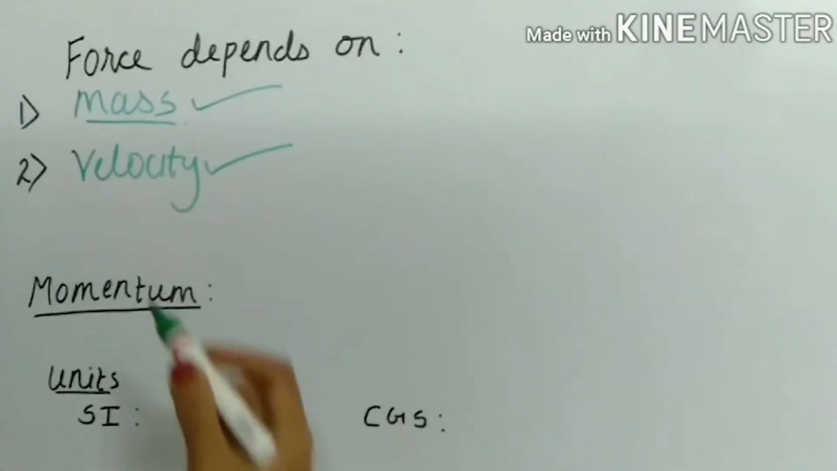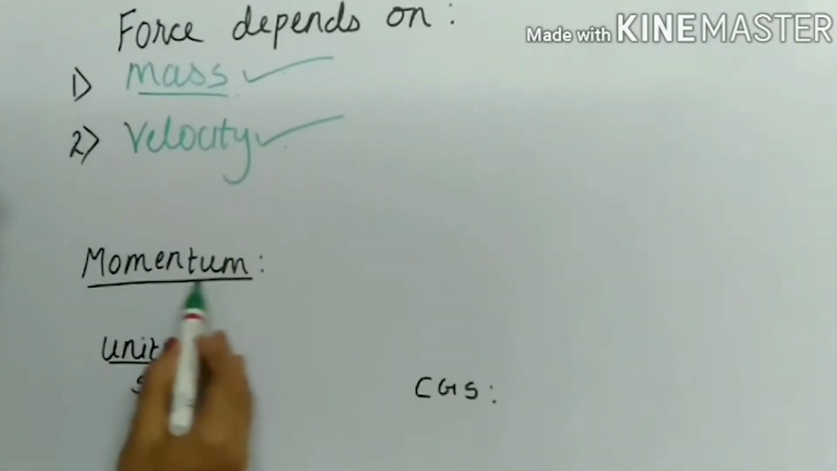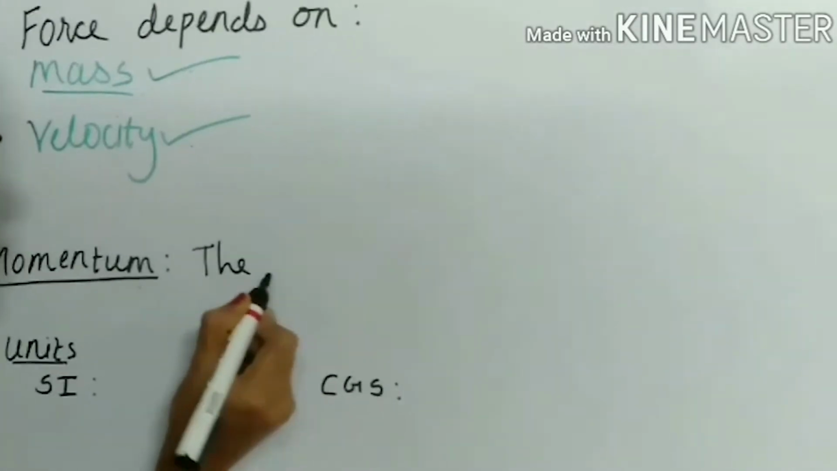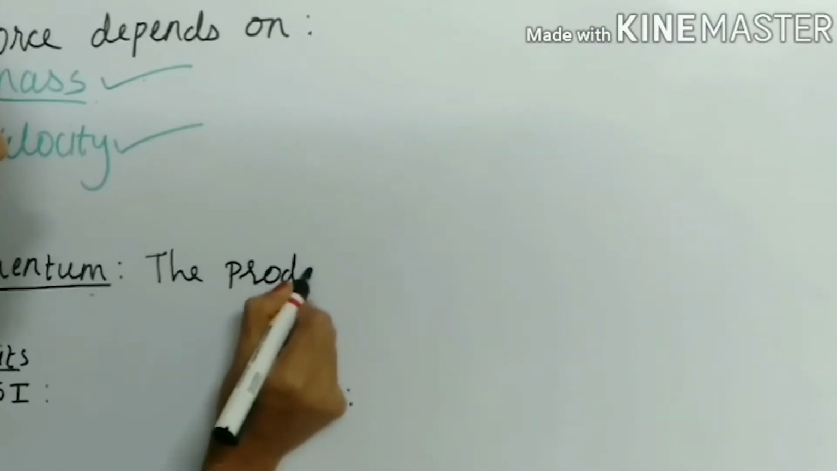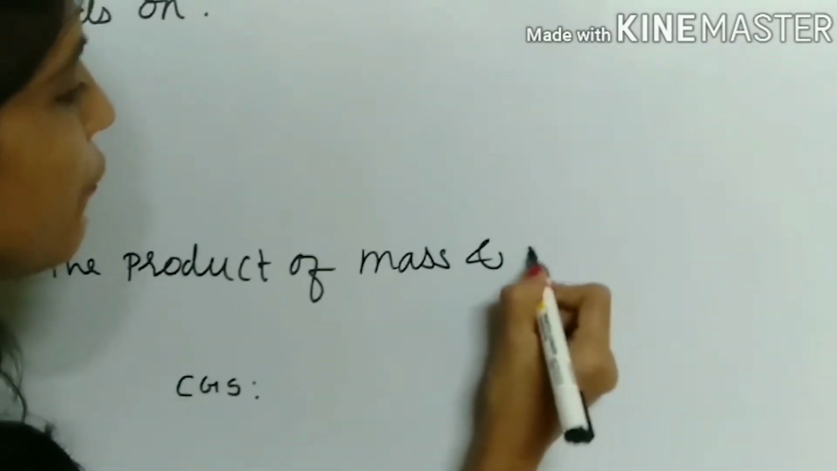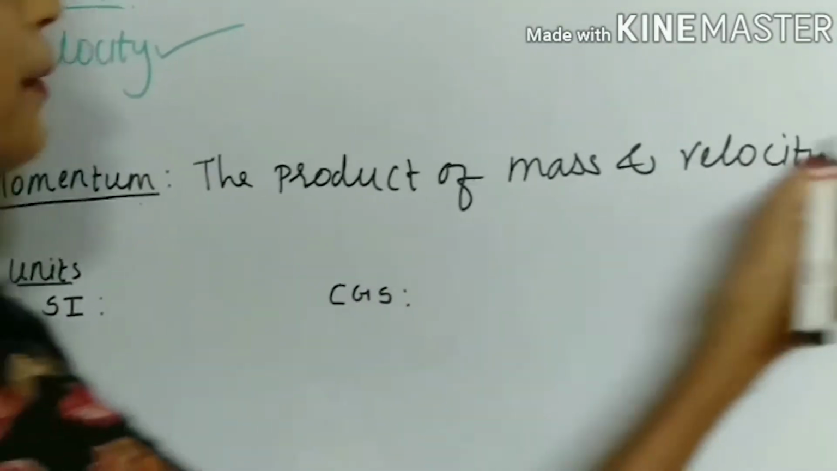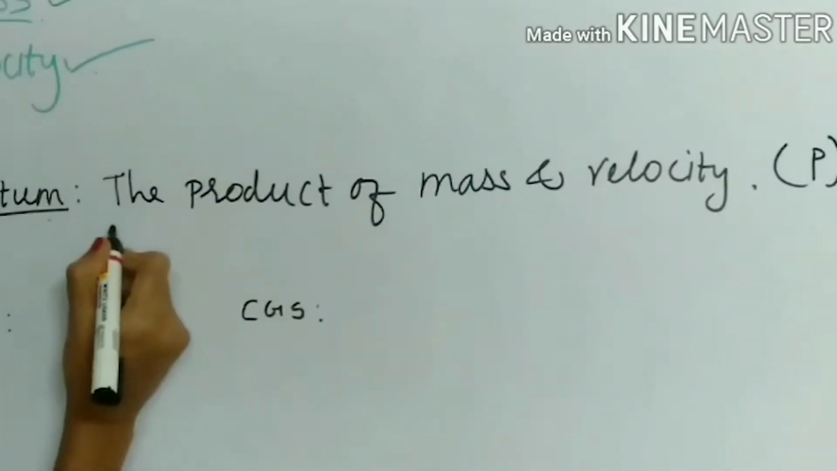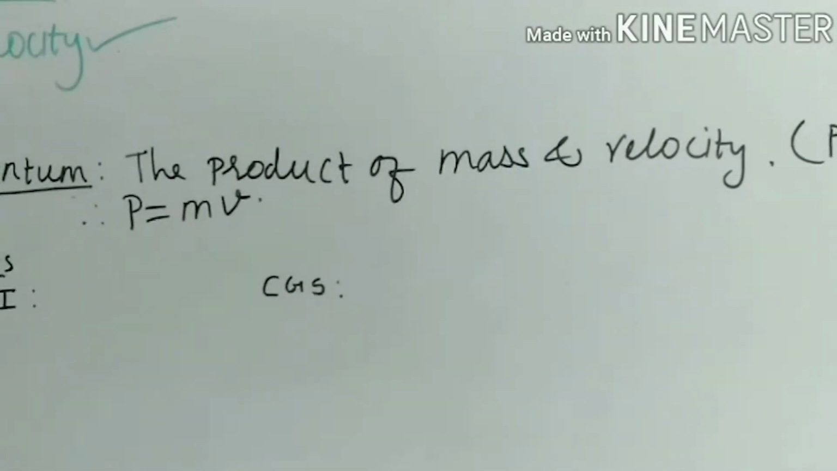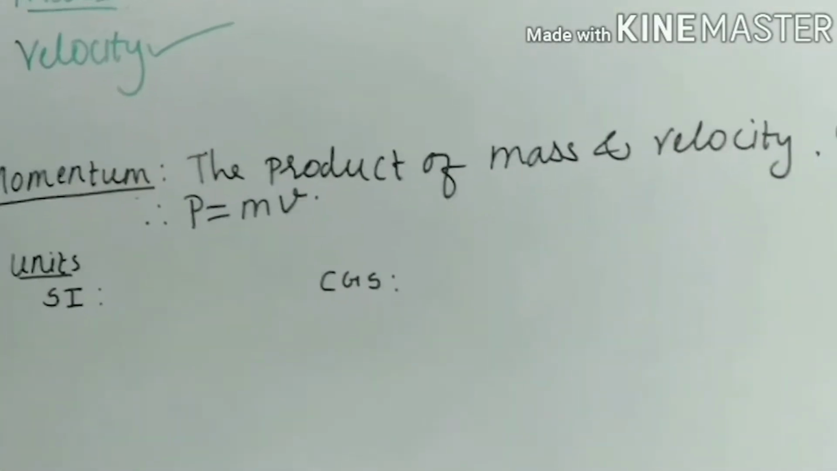And this property of any object which depends on mass as well as velocity is called momentum. And this is defined as the product of mass and velocity. It is represented by letter P. So P is equal to mv. Children, we have learned that velocity is a vector quantity. So momentum is also a vector quantity.